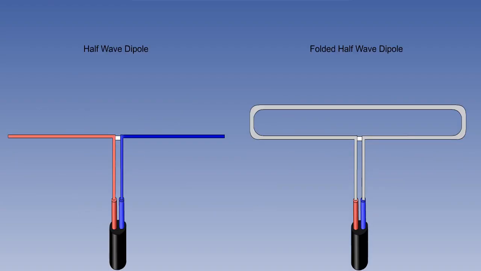Some half-wave dipoles, known as folded dipoles, have a second conductor joined to the ends. These are used to achieve a broader band of frequency emission, such as the aviation band from 118 to 136 MHz, rather than targeting a specific wavelength.